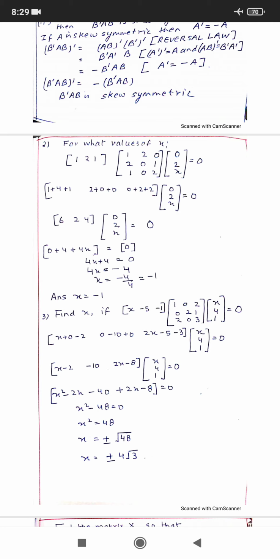So we have a new matrix 6 2 4 multiplied by 0 2 x. Multiply 6 with 0, 2 with 2 and 4 with x. What do we get? 0 plus 4 plus 4x. Now 4x plus 4 is 0 and 4x is equal to minus 4. So x is minus 4 upon 4. x is equal to minus 1.